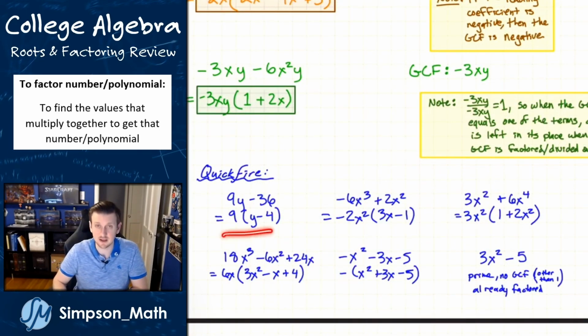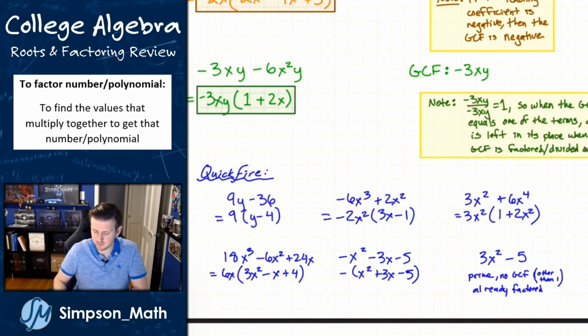So in this first one, it's just a 9 that pulls out. So you just pull out a 9, you have a y minus 4 left inside. This one again, your leading coefficient has a negative, so your GCF also needs to be negative, and so we end up with this. Over here, again, just making sure that we're good with those 1s that are left behind. Hopefully you got that right. Over here, we have a 6x that comes out, leaving this trinomial.